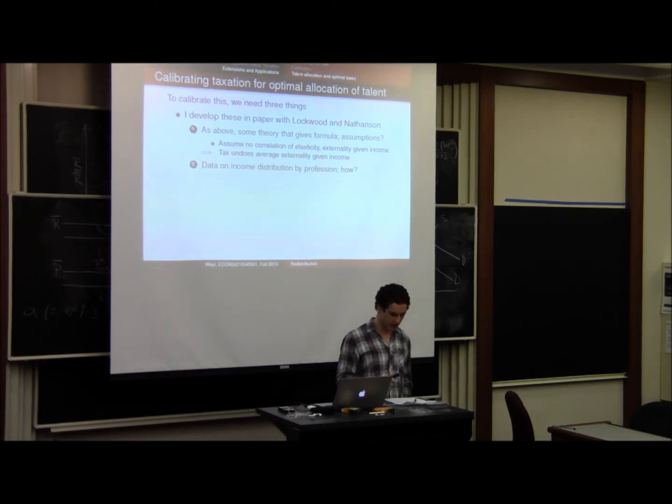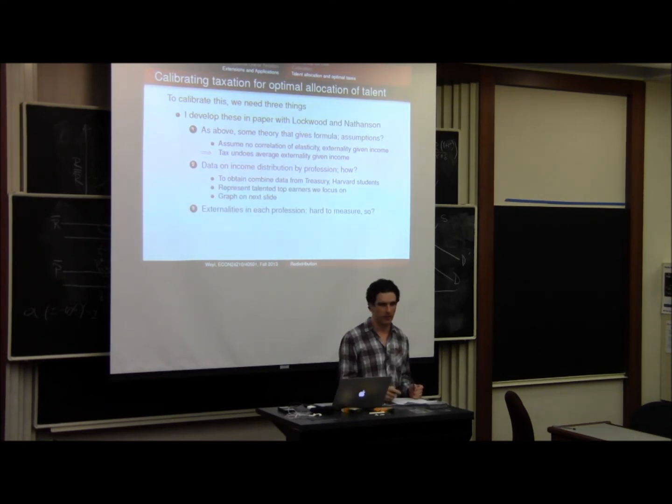Then the second thing you need is data on the distribution of income by profession. The way that we got this was to combine data from the Treasury with data on Harvard students that surveyed them about the income that they were earning in different things. We were really focused on the people at the top who we think have a lot of flexibility across professions. And finally, you have to measure the externalities in each profession, which is a hard thing to do.